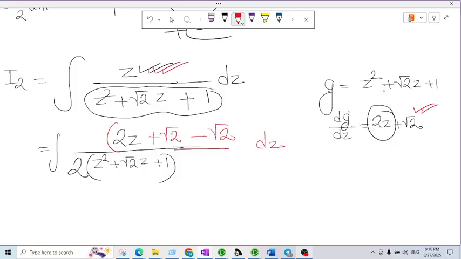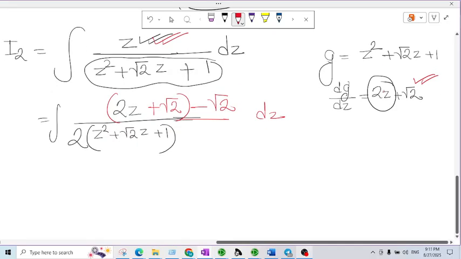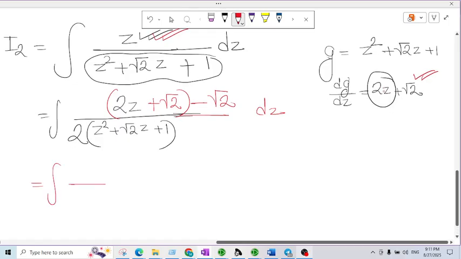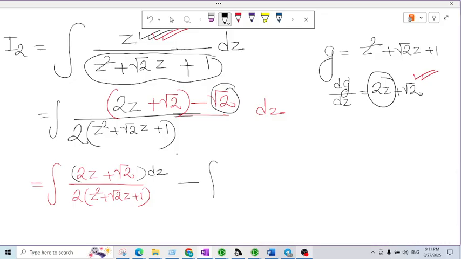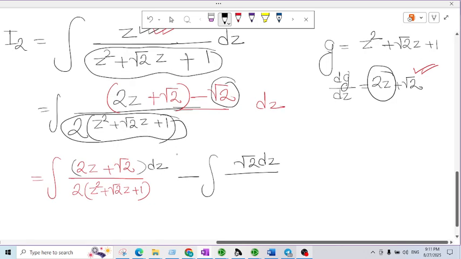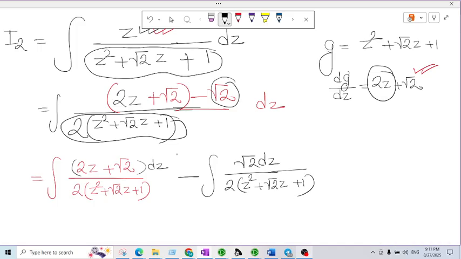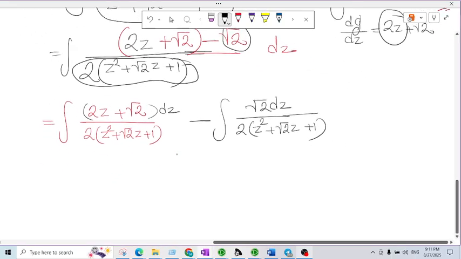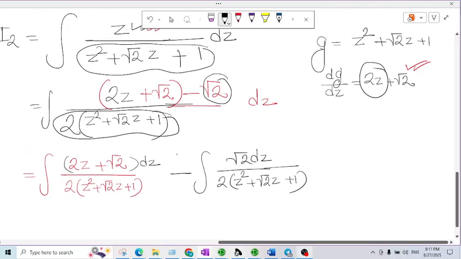Well, now I will divide this thing with the denominator, and I will get 2z plus root over 2 over z square plus root over 2z plus 1 dz, and then I will divide this root over 2 with the denominator, and I will get z square plus root over 2z plus 1. Well, so now I will work with the first term. It's easy, right?